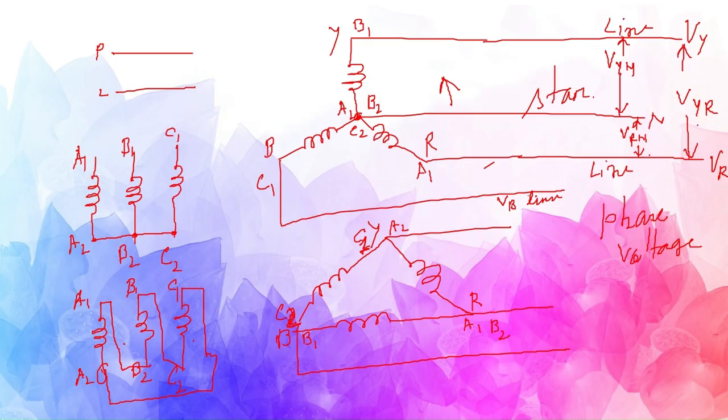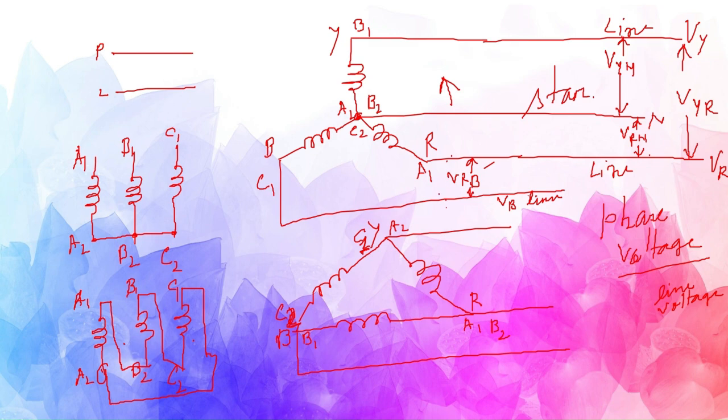VYR, as I said, or it can be VRB. This is called VRB, right? These are called what? Line voltage. Line voltage. Line voltage. Now this is one concept.